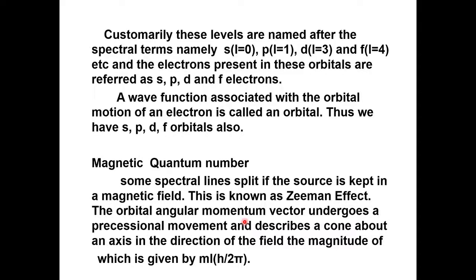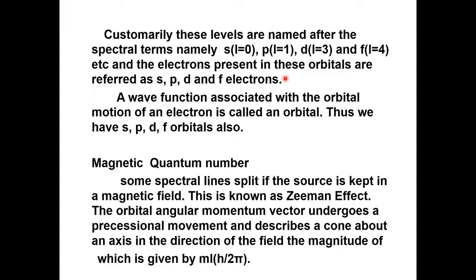Okay. Customarily these levels are named after spectral terms, namely S, P, D and F. When L is equal to 0, we call it S orbital. When L is equal to 1, we call it P orbital. L is equal to 2 is D orbital, L is equal to 3 is F orbital, etc. Normally you do not come across more than S, P, D and F orbitals. The electrons present in these orbitals are referred to as S, P, D and F electrons. That is very simple to understand now.